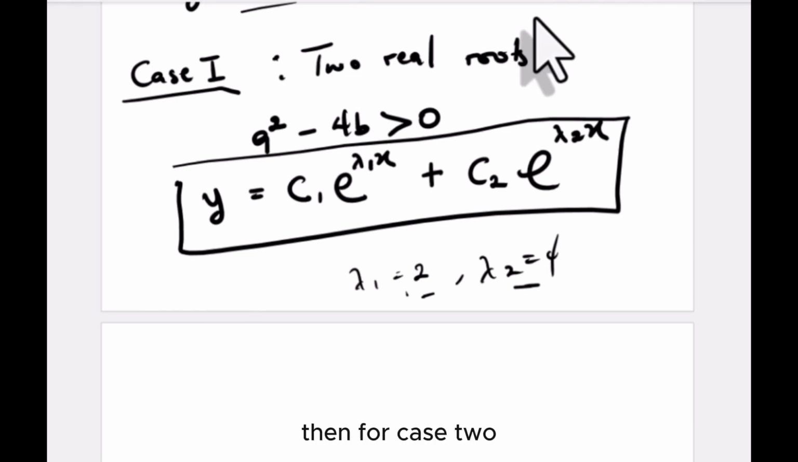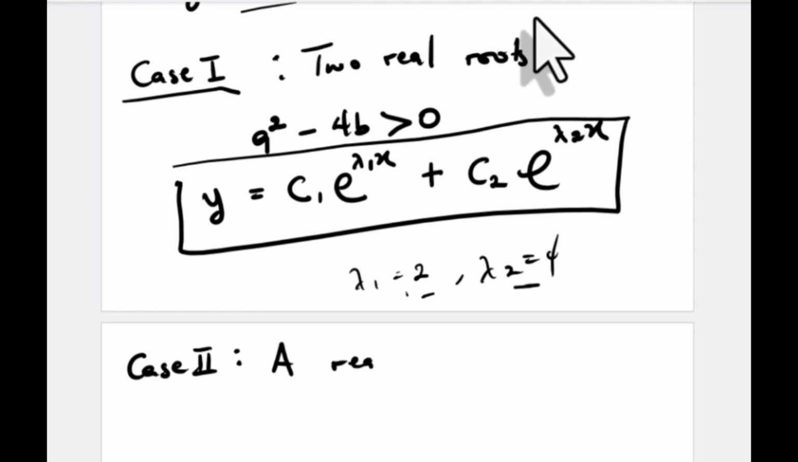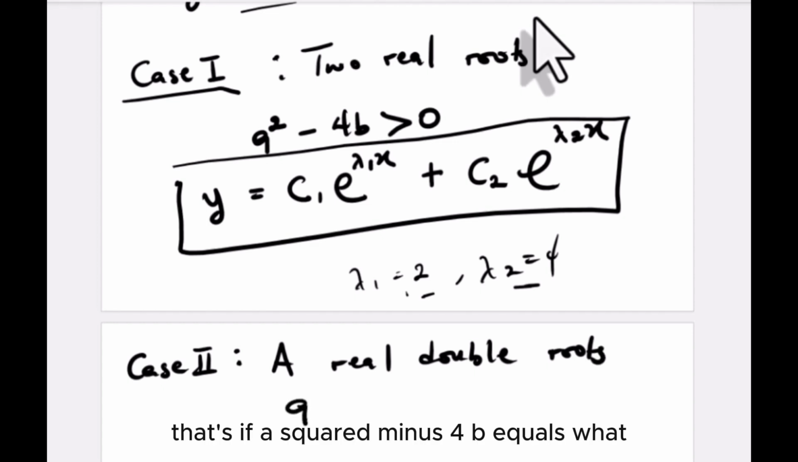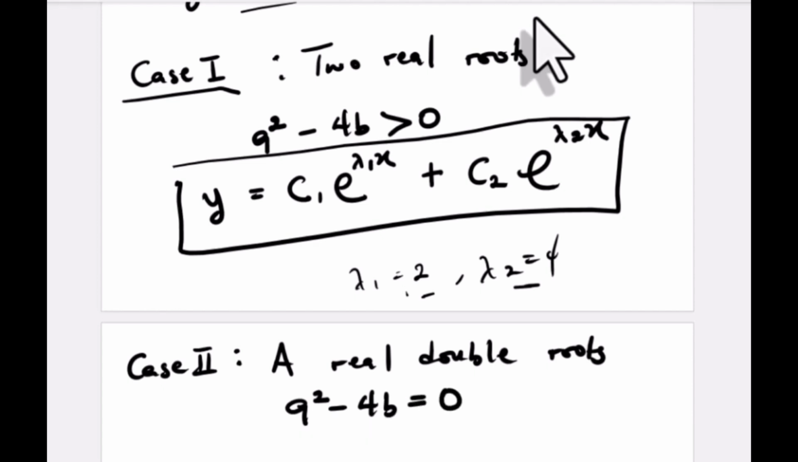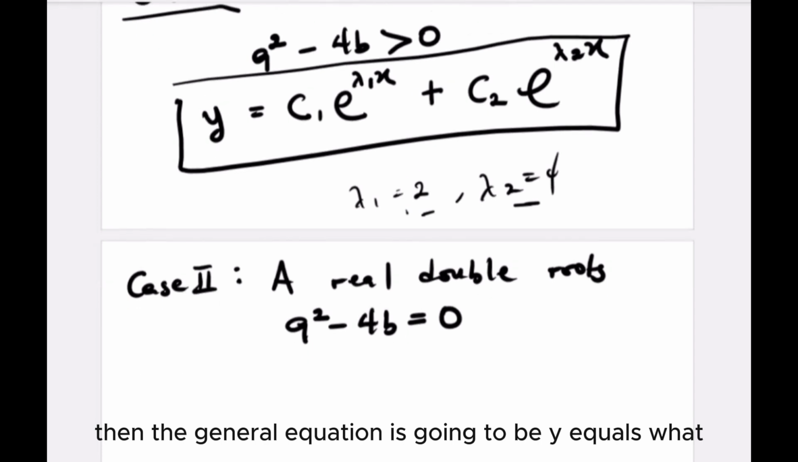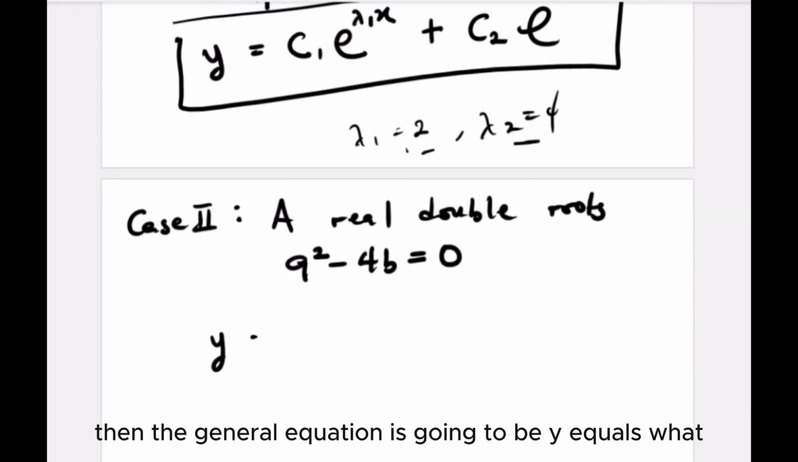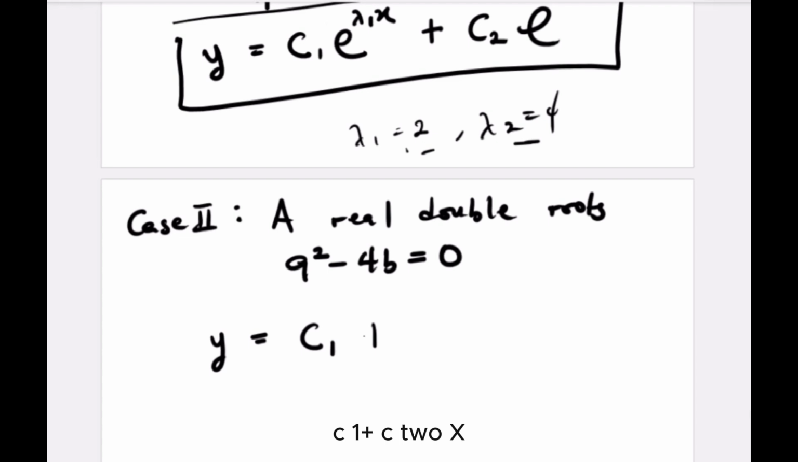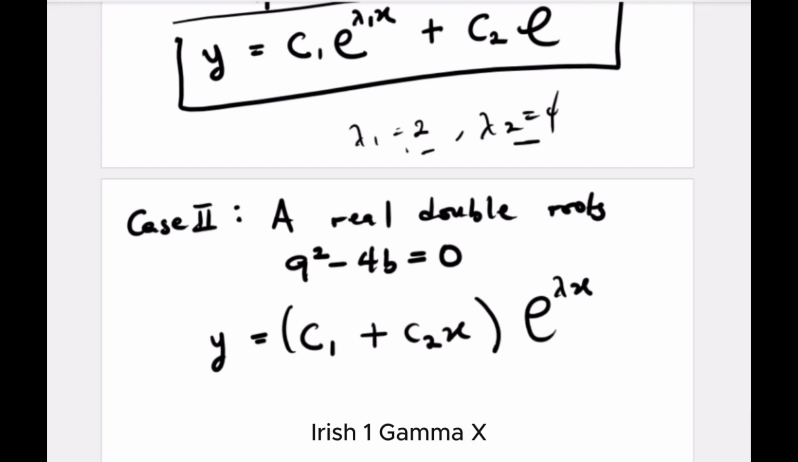Then for case 2, it's called a real double root. That's if a squared minus 4b equals 0. Then the general equation is going to be y equals (C1 plus C2 x) e raised to gamma x.